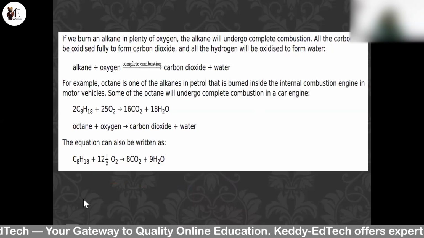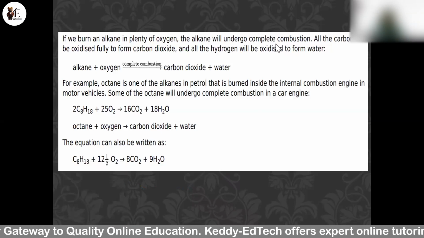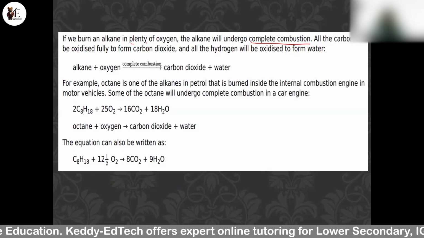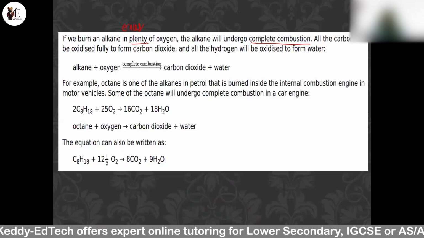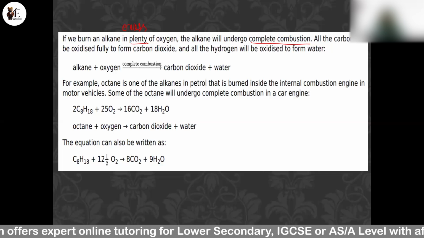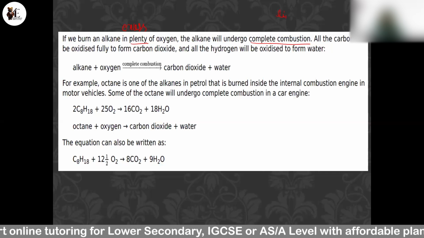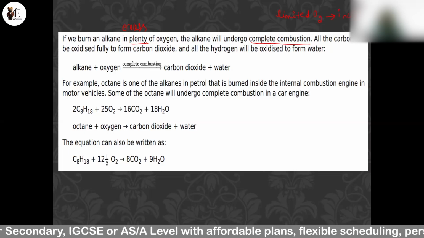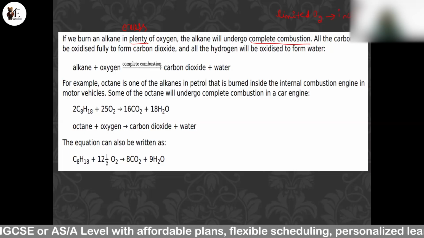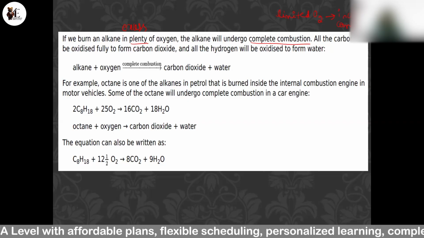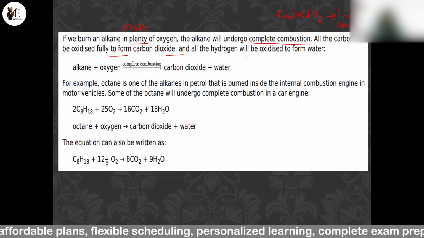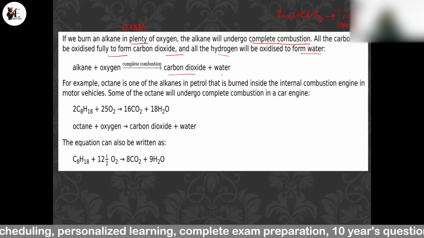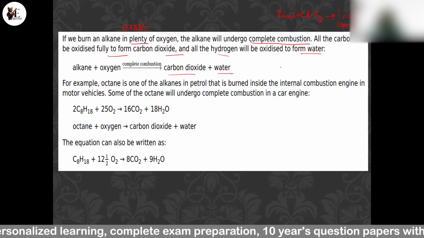So if you burn an alkane in plenty of oxygen, the alkane will undergo complete combustion. So when we burn an alkane in plenty, that means excess of oxygen, we have a complete combustion. But similarly, if I burn the alkane in a limited supply of oxygen, then the alkane will undergo incomplete combustion. In complete combustion, all the carbon will be oxidized fully to form carbon dioxide, and all the hydrogen will be oxidized to form water. So the products are carbon dioxide and water.